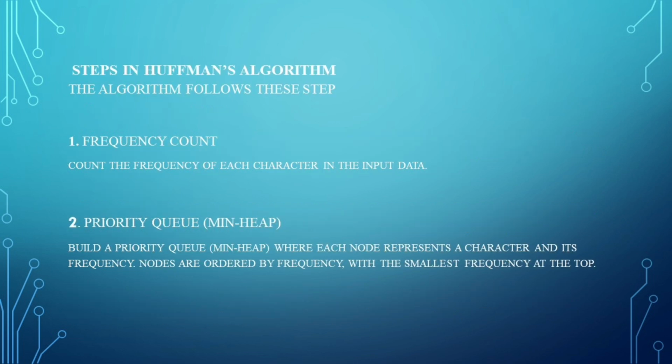Steps in Huffman's algorithm. The algorithm follows these steps. 1. Frequency count. Count the frequency of each character in the input data. 2. Priority queue min heap. Build a priority queue min heap where each node represents a character and its frequency. Nodes are ordered by frequency, with the smallest frequency at the top.